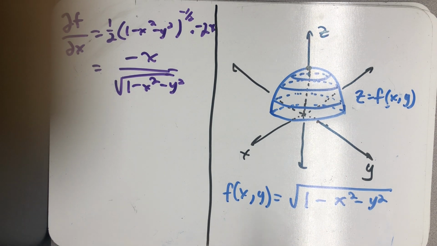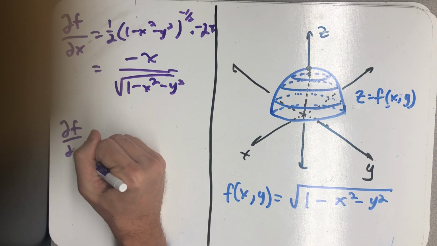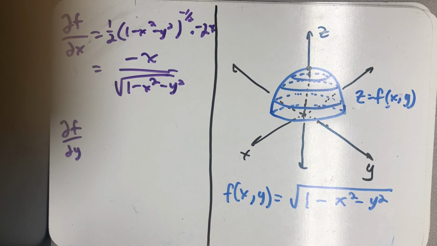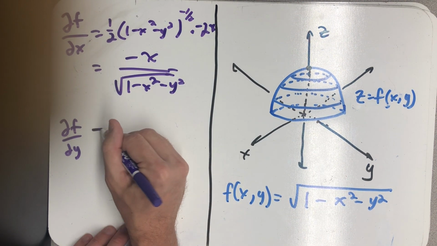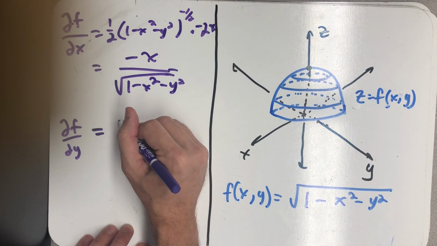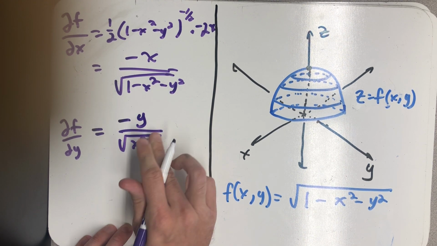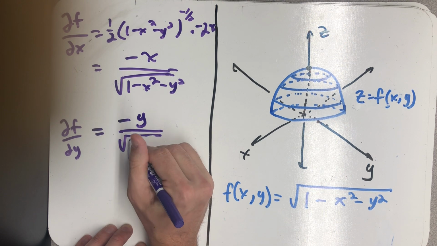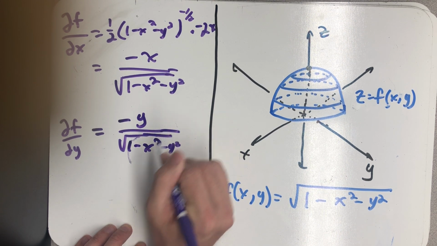Pause the video here and calculate the partial with respect to y on your own. Okay, well, if you follow that same procedure, the first bit will look the same, but that will become a minus 2y when you use the chain rule. So we'll end up with a minus y over the square root of 1 minus x squared minus y squared. And there are my two partial derivatives.